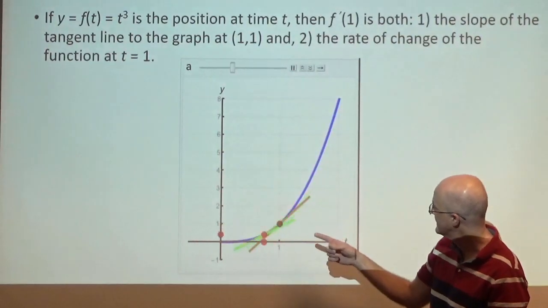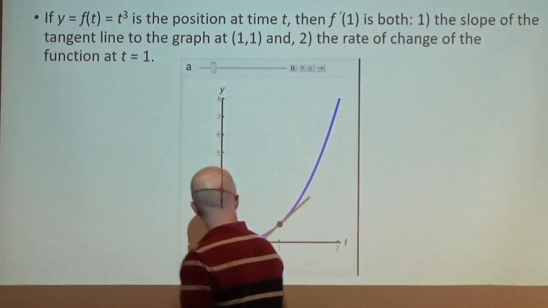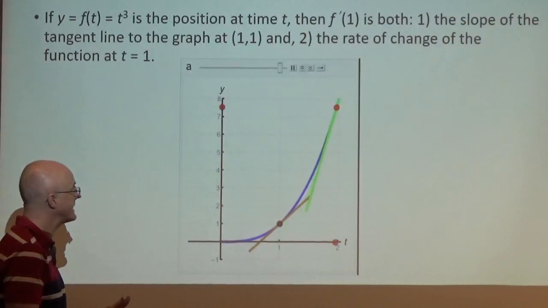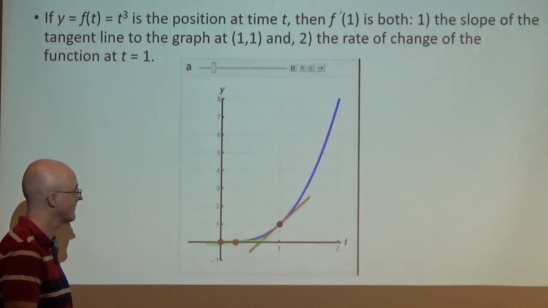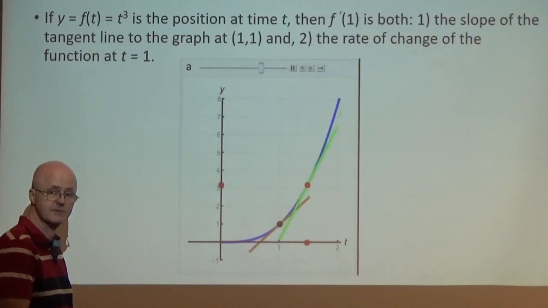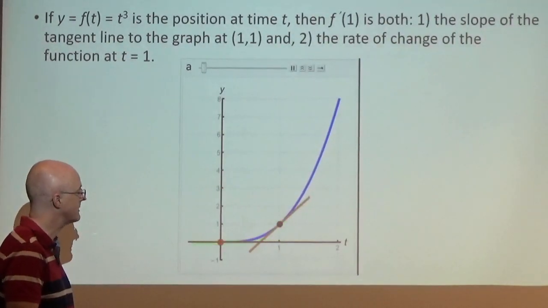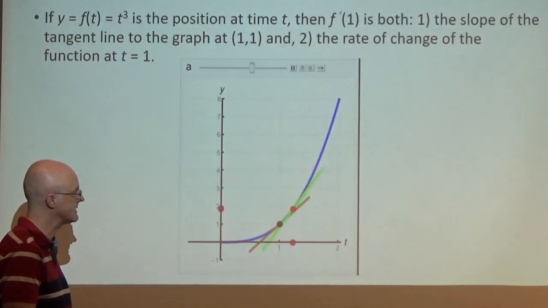The green line with the red point are other tangent lines for other values of t. I could find the derivative at other values of t. The slope that I would get would be the slope of the green line for any of those individual values of t.